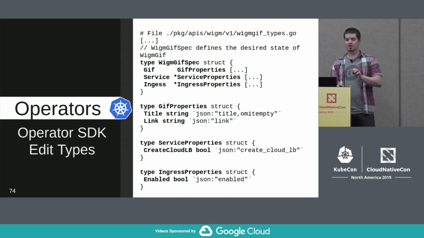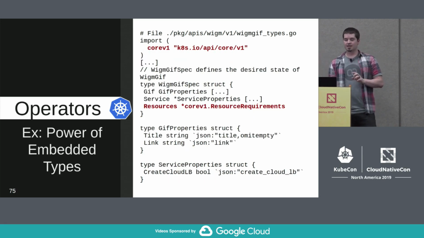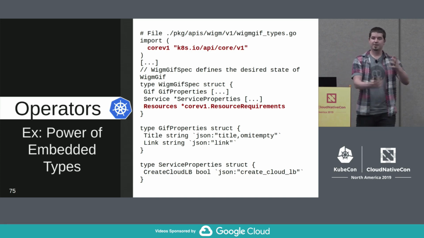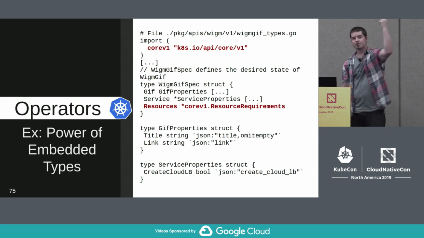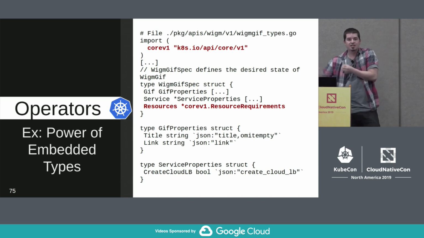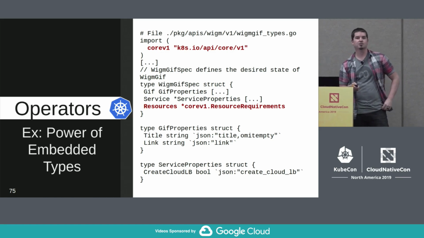Big advantage also of being in Go: if we wanted to say, for a WIGM GIF deployment, have people specify the CPU and memory requests and limits, I don't have to recreate that structure in my operator. I can pull in the upstream code and just embed the resource declaration and get all that type goodness from the upstream resources in Kubernetes right in my own resource, which is really great, especially since that's actually a complex object right there.